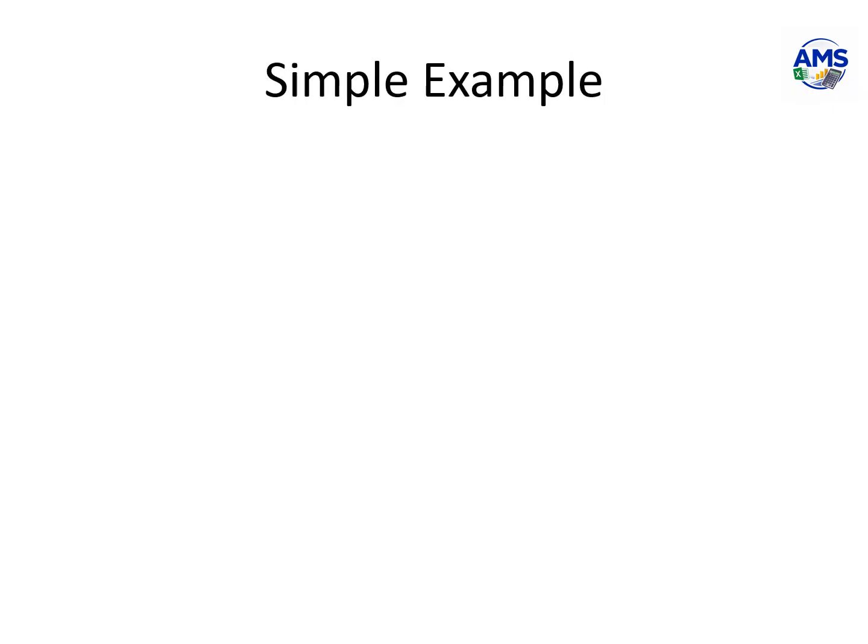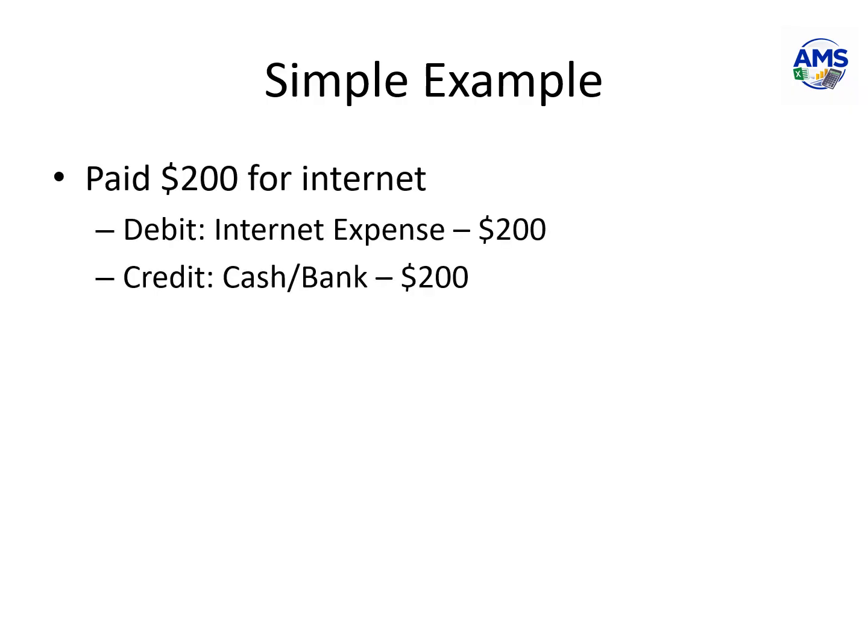So let's look at a simple example. You paid $200 for internet. What will be the double entry or the journal entry for this transaction? The accounting entry will be, you debit internet expense by 200 and you credit cash or bank, depending on how it was paid, by 200. This means that your expense increases and your cash reduces.